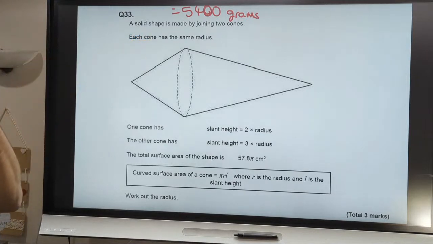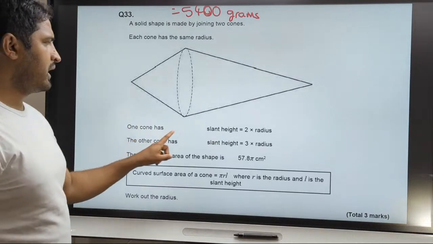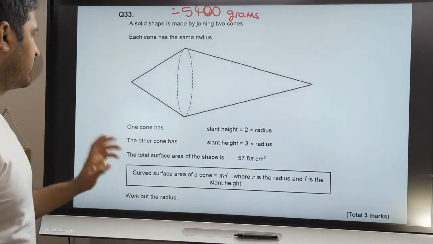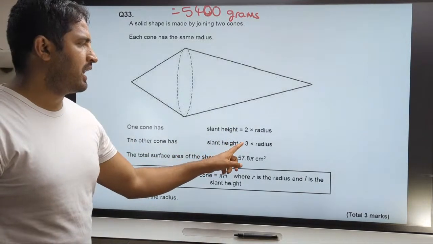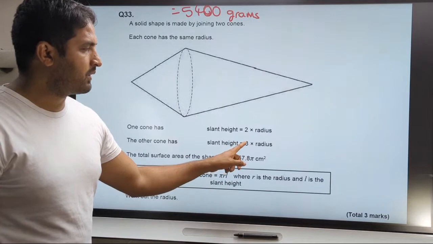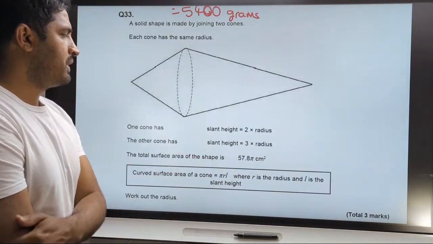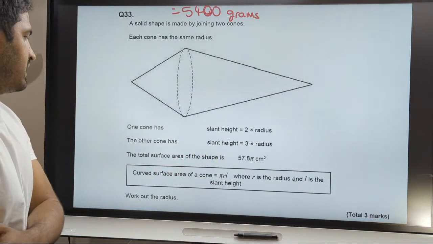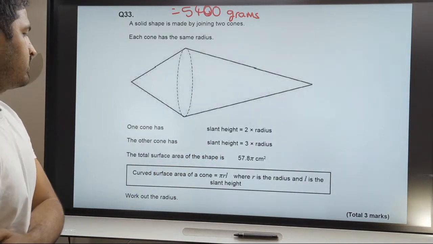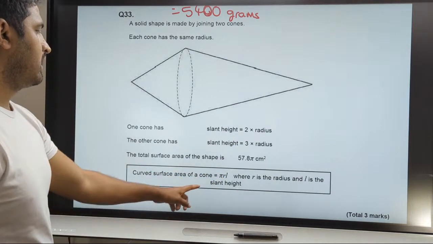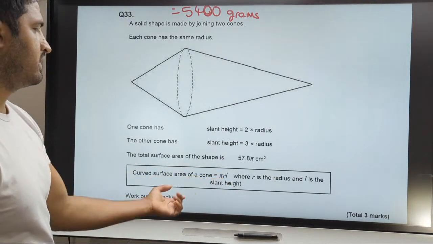A solid shape is made by joining two cones. Each cone has the same radius. One cone has a slant height of 2 times the radius. The other cone has a slant height equal to 3 times the radius. The total surface area of the shape is 57.8 pi centimeters squared. The curved surface area of a cone is given by that, where L is the slant height.